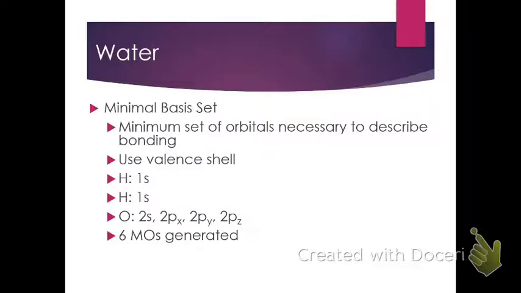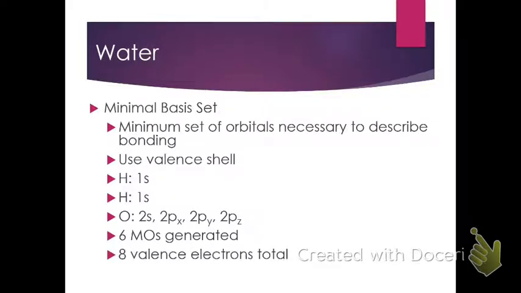number of molecular orbitals we get from our linear combination is equal to the number of atomic orbitals we put into that linear combination. Since we have 6 atomic orbitals in our minimum basis set, then we're going to get 6 molecular orbitals in the computation.